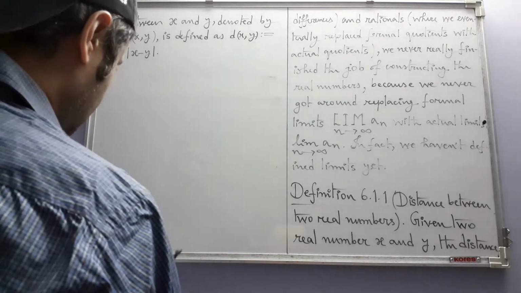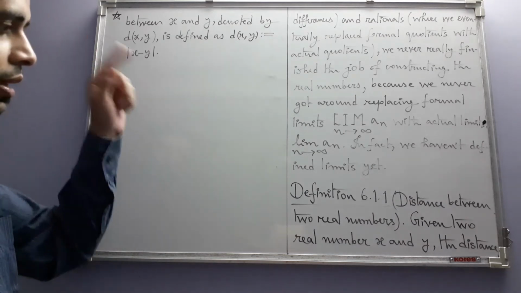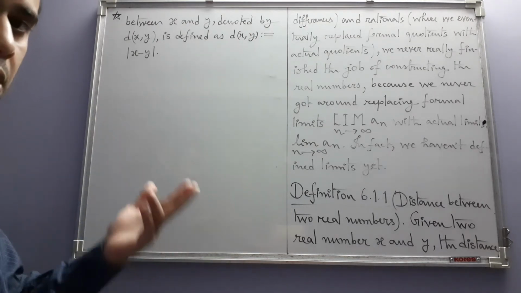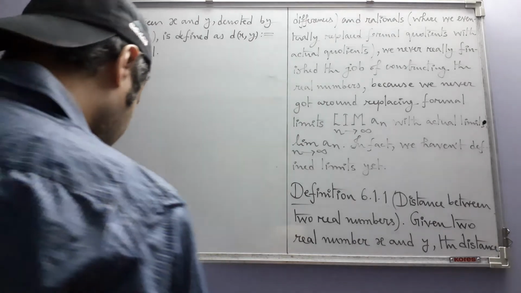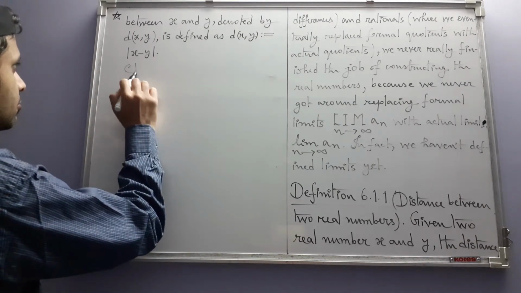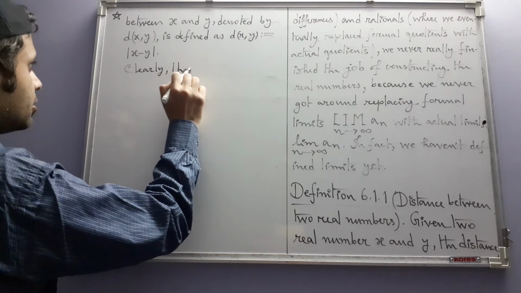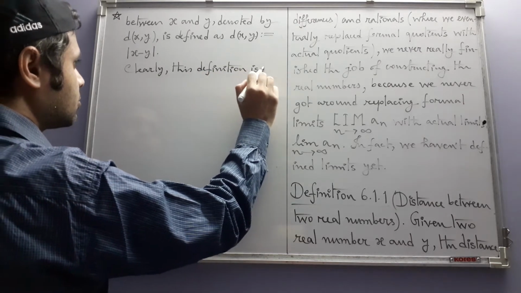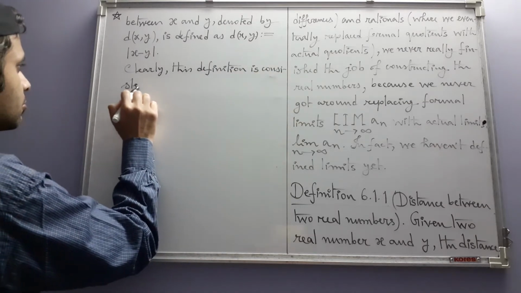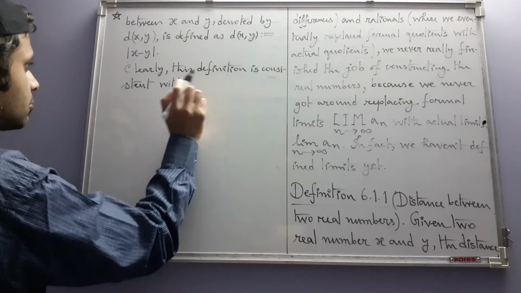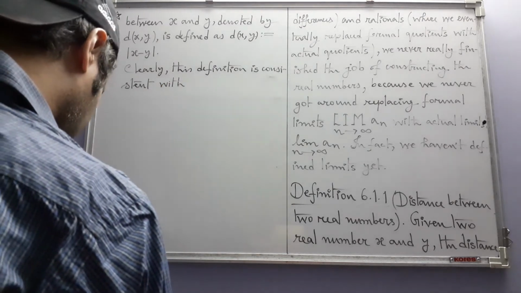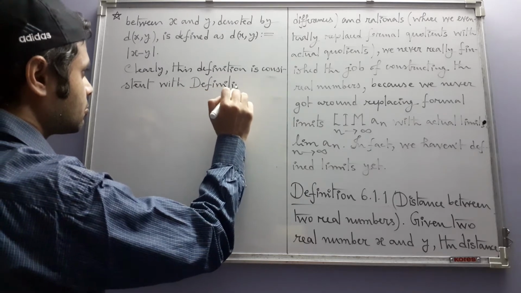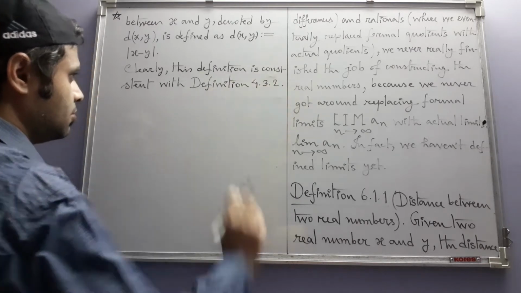And recall that the same thing we did for rational numbers. When x and y are rationals, then the distance between x and y is defined by that same formula. We saw it back then when we defined those things for rational numbers. So clearly this definition is consistent with that definition. What was the number? Definition 4.3.2, which defines the distance between two rational numbers.